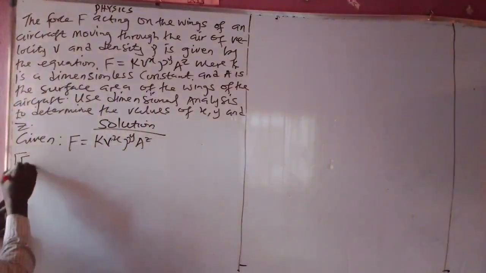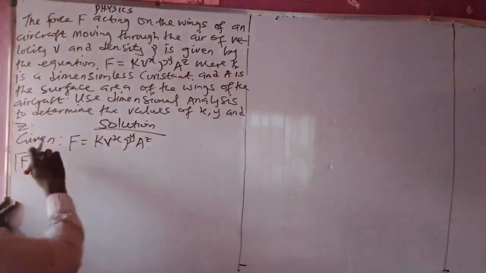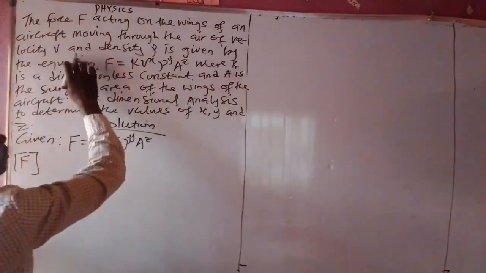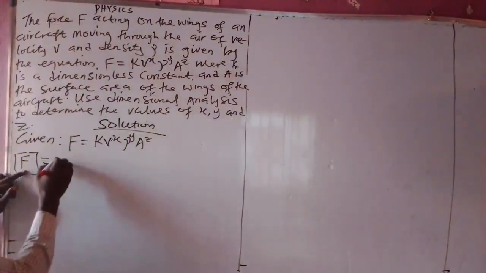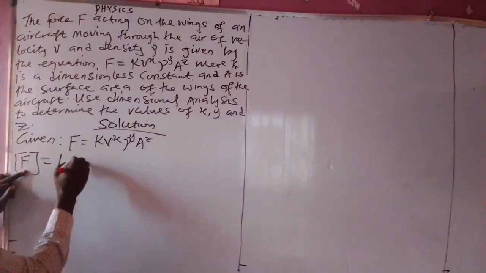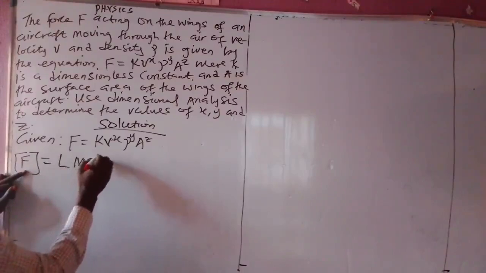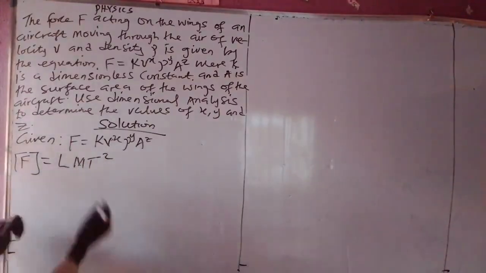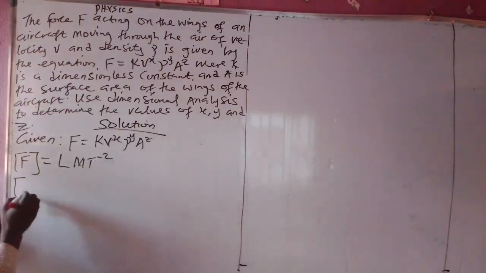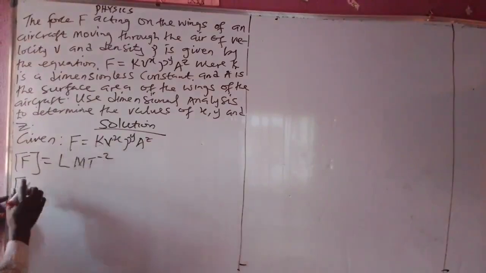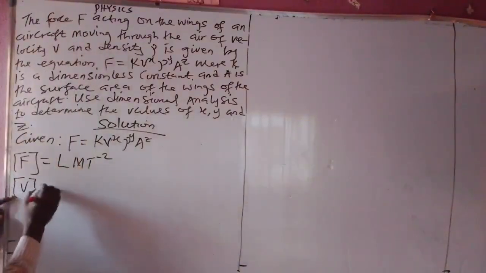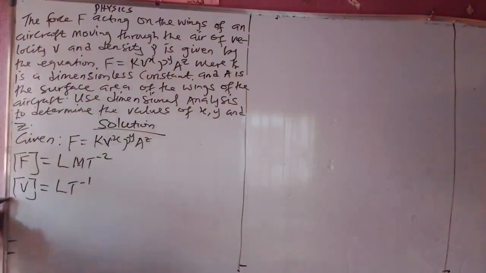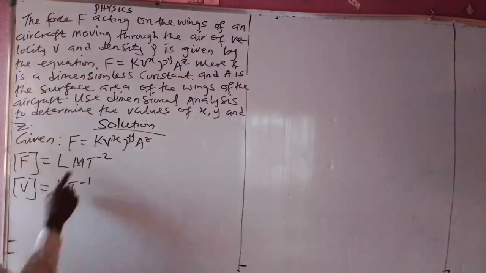So we have the dimension of F. Of course, from the question we know that F is the force on an aircraft moving through the air of velocity v and density rho. The dimension of force is MLT^-2. I've done a video on this. Now the next one is k, which is dimensionless, so it is taken to be 1. The next one is velocity v. The dimension of velocity is LT^-1, that's displacement over time.